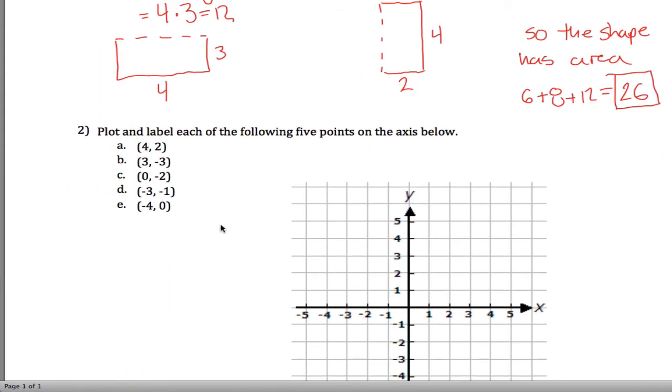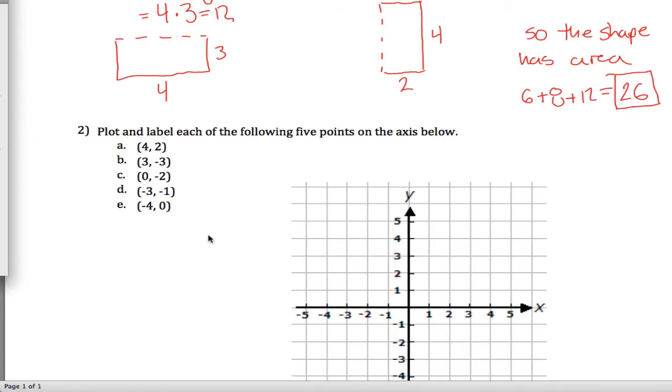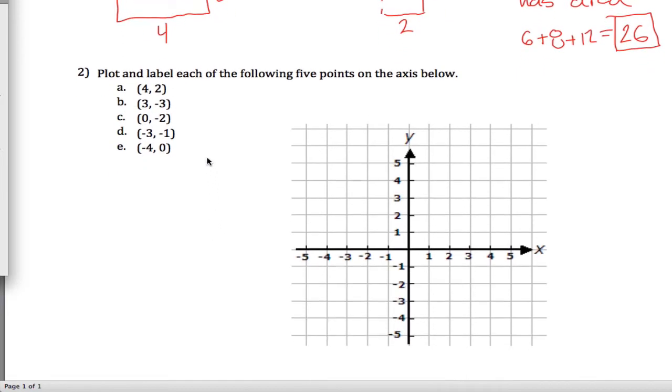All right, next one, we're plotting points. One of those things that's not especially difficult, but when you're doing so many, it's really easy to make a tiny little mistake and lose credit on these. So we're given 5 different points, and what you need to do is plot them. If you know how to plot them, it's not too bad, and if you don't, you kind of have no chance, which makes these hard.